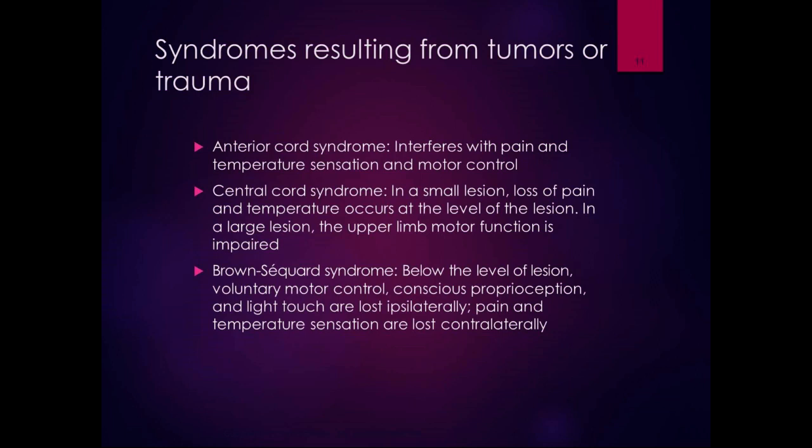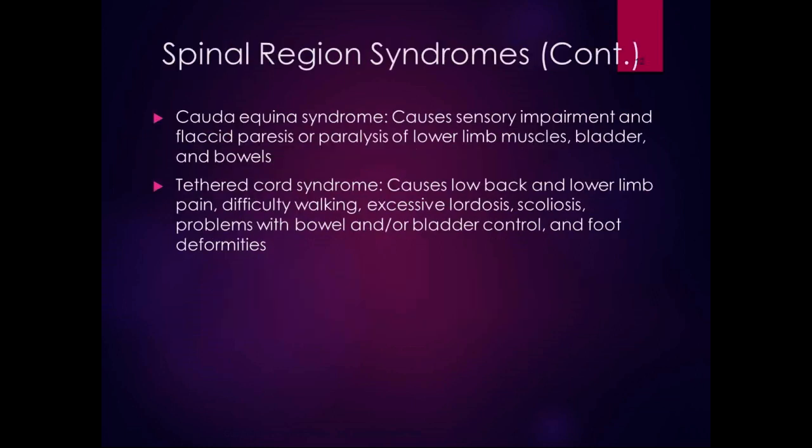So I want you to be able to, if I gave you some losses, like if I said loss of voluntary motor control, conscious proprioception, and light touch ipsilaterally below the level of the lesion, I want you to know that that is involved with Brown-Séquard syndrome. Hopefully that makes sense. We'll talk about it.